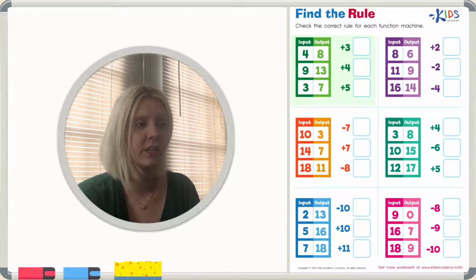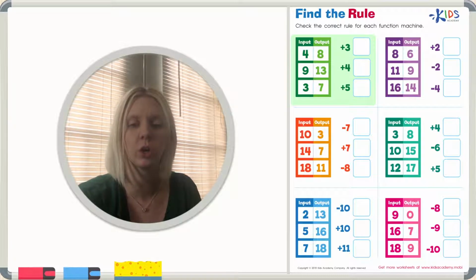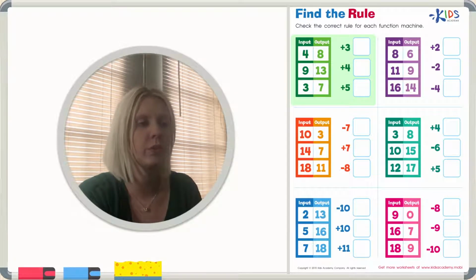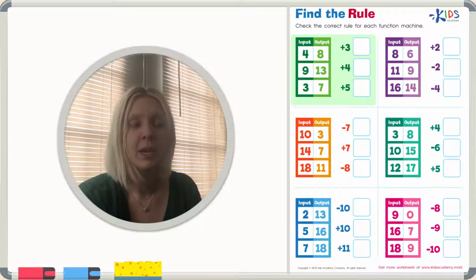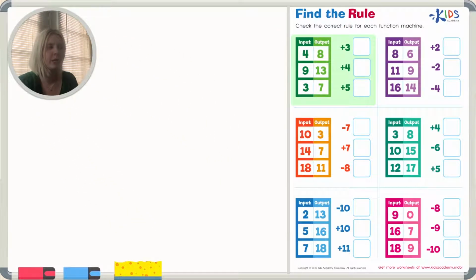So what we've got here is each one of these little different colored boxes are our function machines, and what we have to do is find the rule that makes sense for each one of these machines. So let's start with the first one. We're going to start with this green function machine right here, and it says input and output on the other side. So input is what we start with in our machine. So let's start with that first number right here, the number 4, and our output is going to be 8. That's what we come out with when we're all done with our machine.